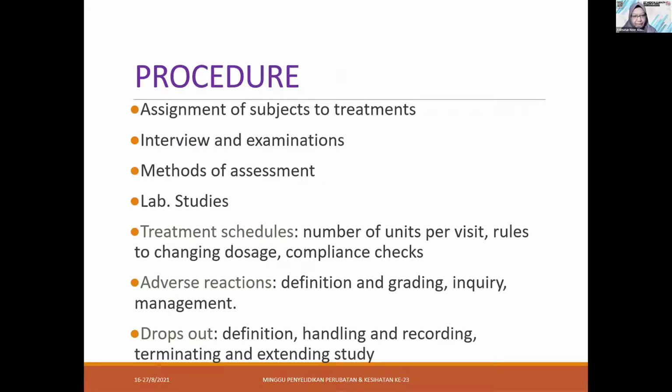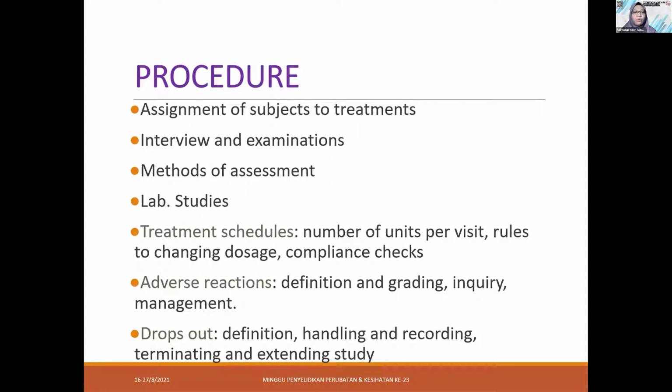In terms of procedure, we assign subjects to the treatment, and interview or examine them. Then we have a method of assessment, how we want to assess them, and maybe we do laboratory studies in terms of the procedure outcome. And then we have treatment schedules, the number of units per visit, rules for changing dosage, and compliance checks, for example, with that treatment.